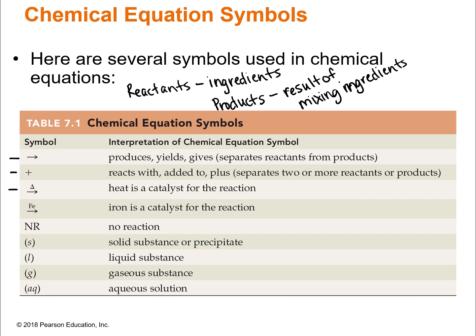You might also need some kind of a catalyst. A catalyst is something that's not consumed during the reaction. So it may be iron or platinum. It's just something that helps speed it along, but it's not actually consumed.